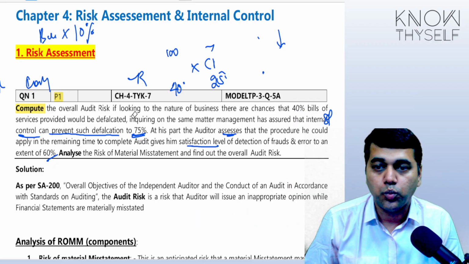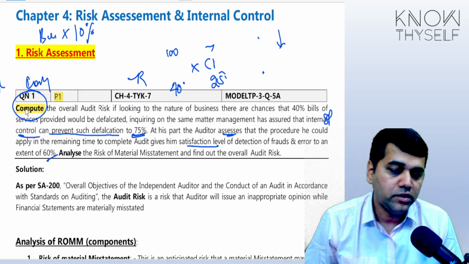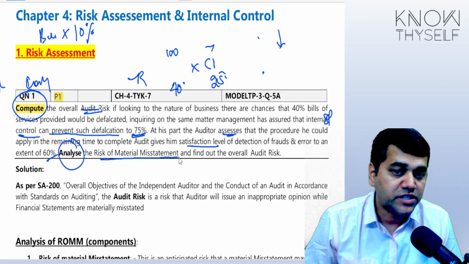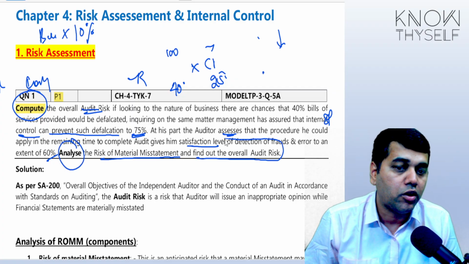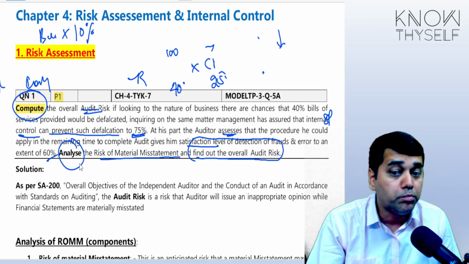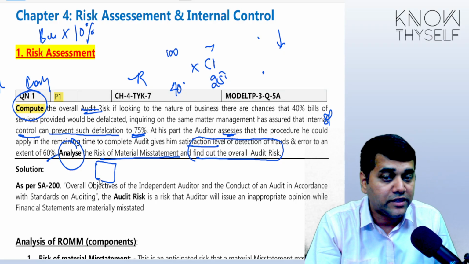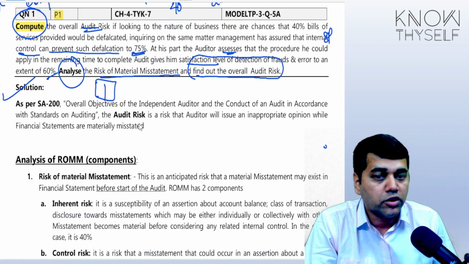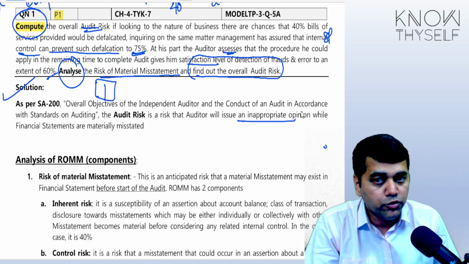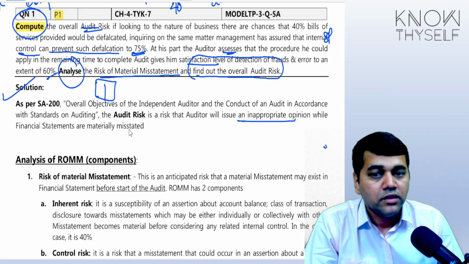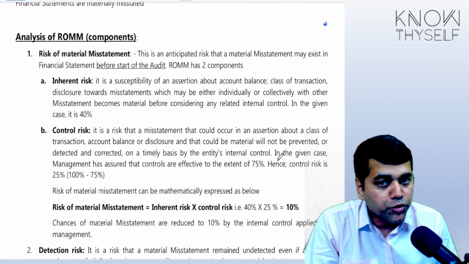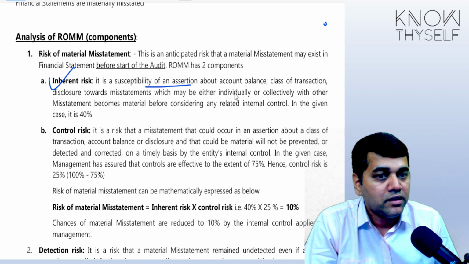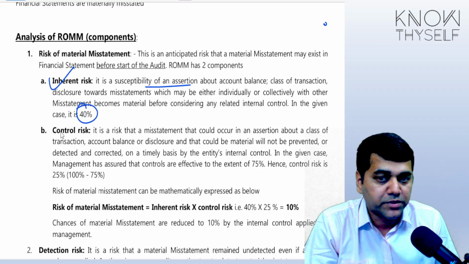There are two questions. One, compute the overall audit risk, analyze the risk of misstatement, and find out overall audit risk. You have to analyze the components. I told you, when you say analyze, it has got pieces. So now you talk about what is SA 200 audit risk. Audit risk is the risk that... you will explain what is the audit risk. Then you have to talk about the components, because they said analyze. You say what is the inherent risk. You explain in the given case what it is, 40%.